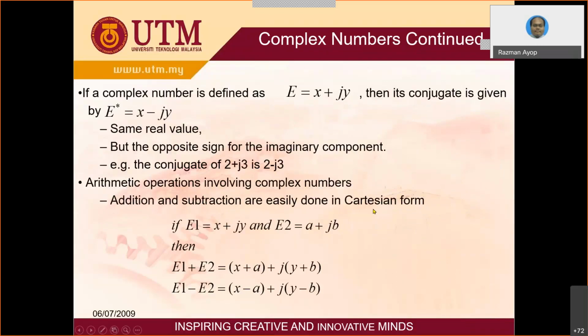Okay, this one is the plus and minus. How to do plus and minus for complex numbers. Before that, you have to know what the conjugate is. You can see here, this is the conjugate. Basically, if you have this, you have to change it to negative.